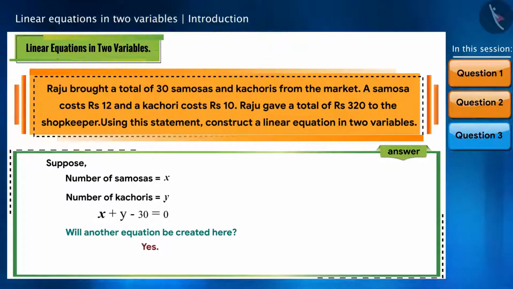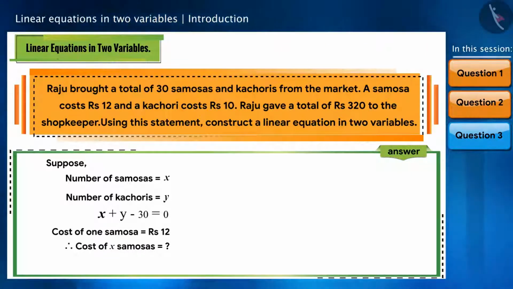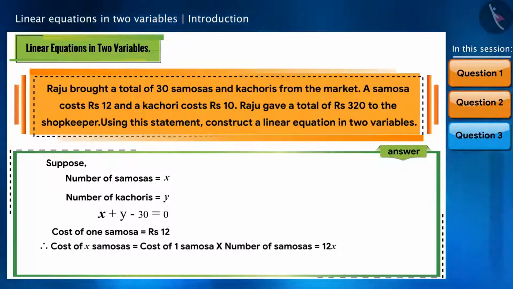Yes. Let's see how. We already assumed the number of samosas as x and the number of kachoris as y. So according to the question, the cost of a samosa is rupees 12. What do we do if we want to find the cost of x samosas? We will multiply the cost of one samosa by the number of samosas. So this will become 12x.